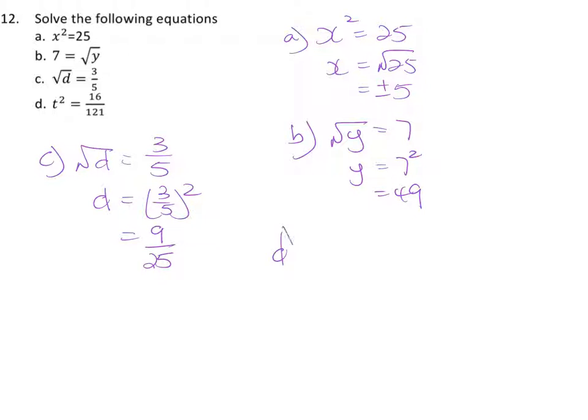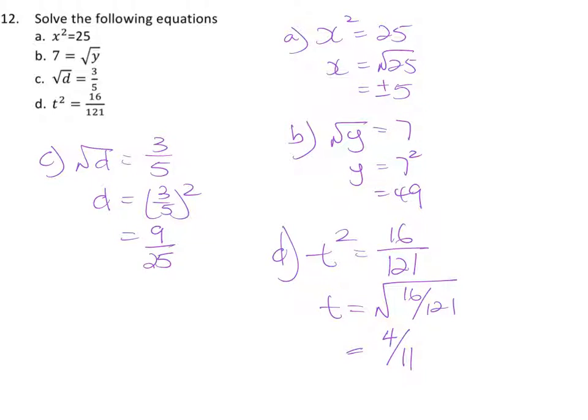And d, if t squared is equal to 16/121, then t is equal to the square root of 16/121, which means square root the numerator and square root the denominator. So we get 4/11.